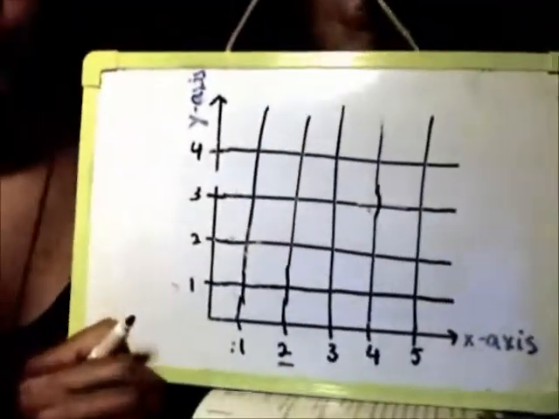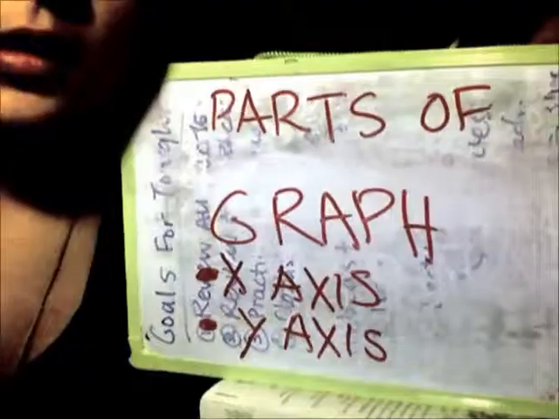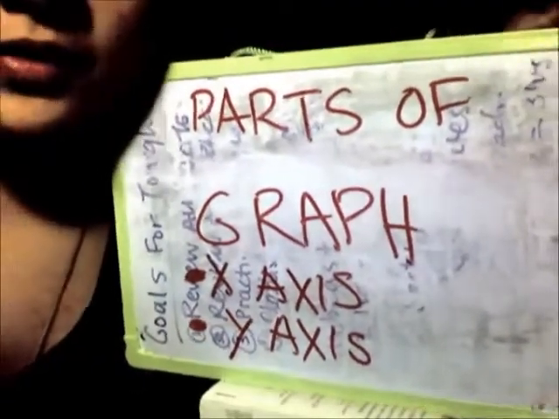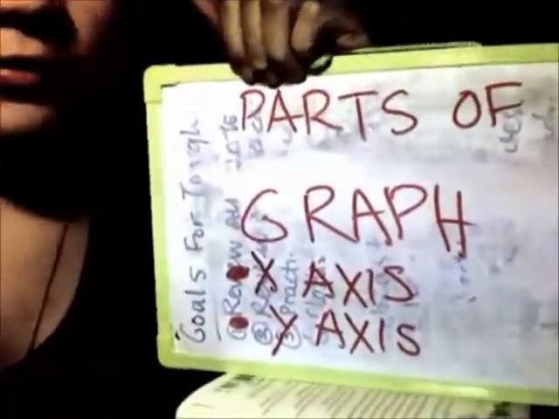What's a graph? This thing is a graph. A graph is a diagram. Now I have to tell you about the parts of a graph. Like, what do you look for in a graph?